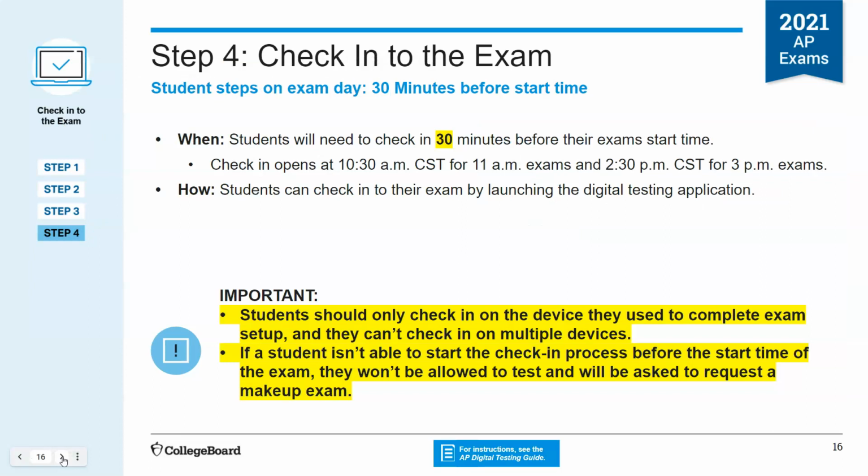On exam day, at least 30 minutes before your exam, you have to check in. So you'll open up your application, going to the apps, and then go to 2021 AP Exams app. It'll say, go ahead and check in. If you cannot complete the check-in process before the start time, you will not be allowed to test, and you will have to do a makeup test. If you're taking a morning exam, you have to check in at 10:30. If you're taking an afternoon exam, you have to check in by 2:30.